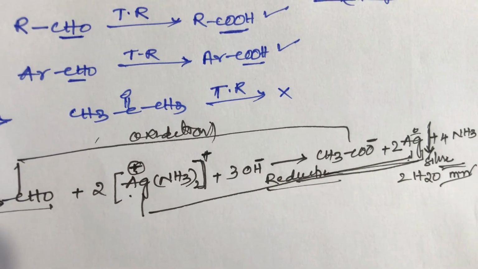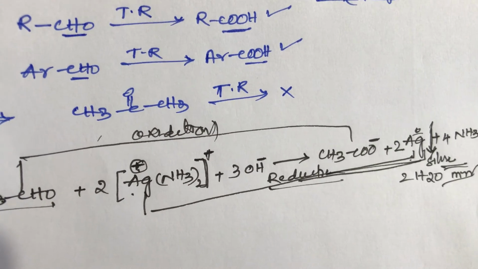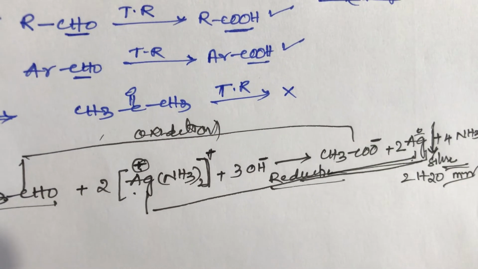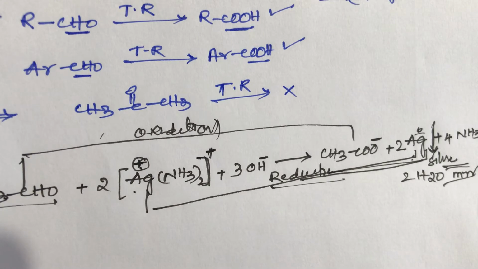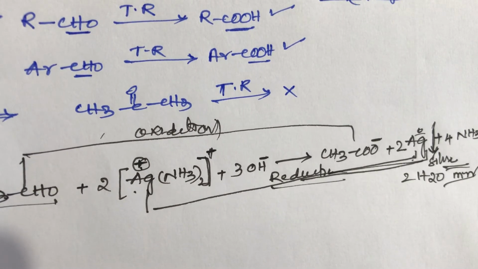So, in the Tollens test or silver mirror test, ketones do not form a silver mirror. You remember, students, when freshly prepared Tollens reagent reacts with ketones, silver mirror formation does not take place.